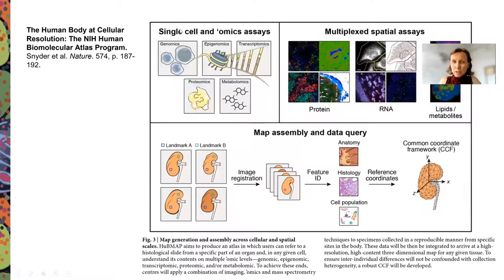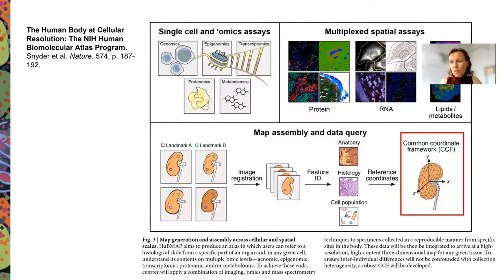Many multiplex spatial assays are also used for the atlas generation based on landmarks, and also based on anatomical structures and cell types that can then serve as a pattern that can be used as a landmark. And ultimately, a so-called common coordinate framework is developed.